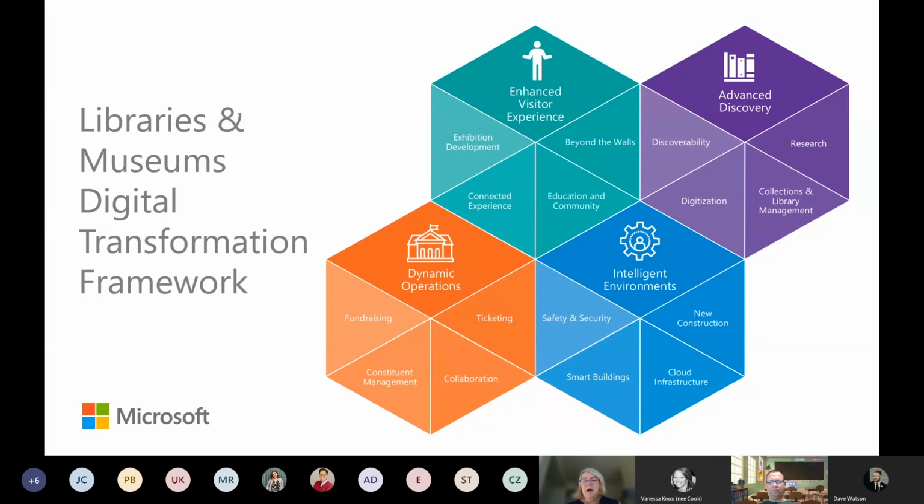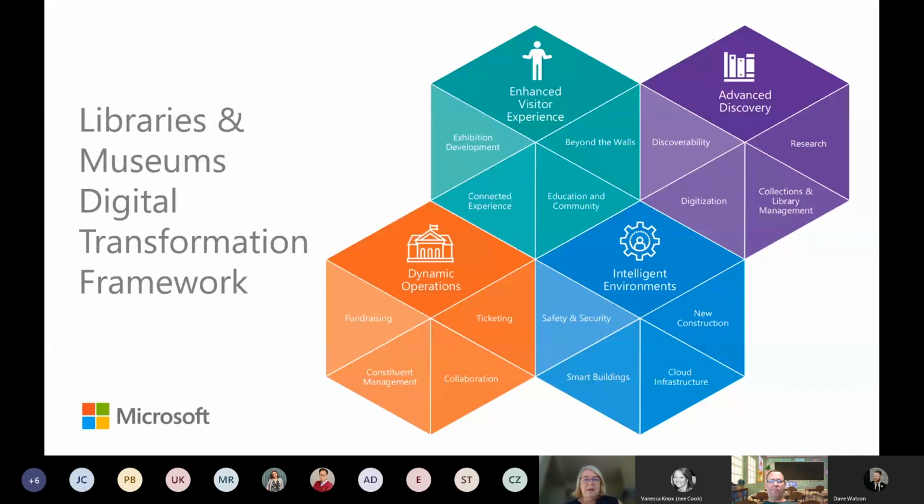So I want to highlight to you here in the green at the top is enhanced visitor experience. And we have a triangle here around education and community. And I very much see the work around skilling and literacy as falling into this area for libraries. But the point of this objective is to help you understand the breadth of work that we're doing in the library space. So everything from the advanced discovery area, which is, how can we help discoverability of collections?